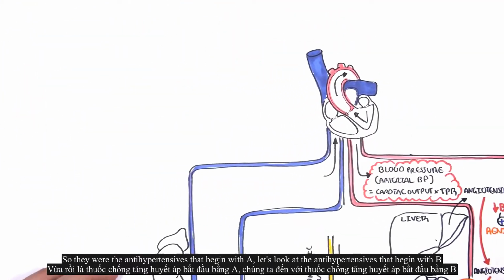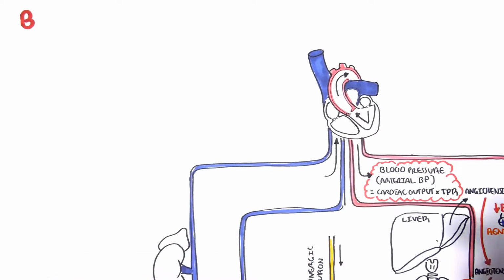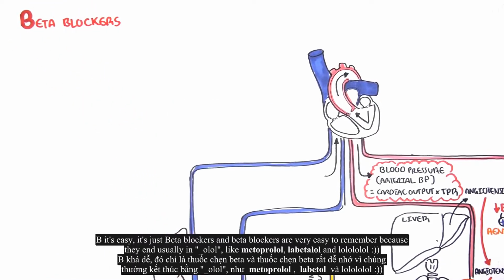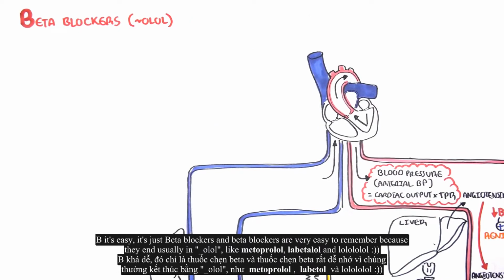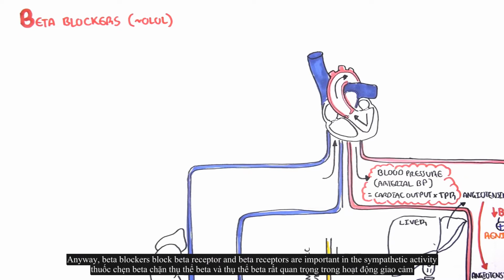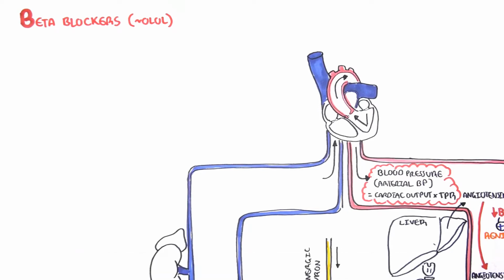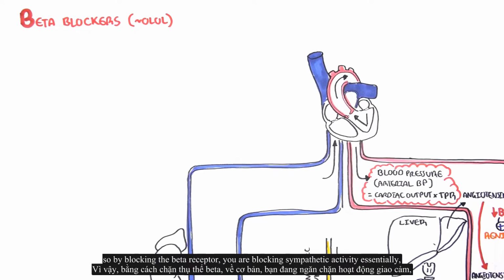Let's look at the antihypertensives that begin with B. B, it's easy, it's just beta blockers. And beta blockers are very easy to remember because they usually end in olol, like metoprolol and labetalol. Anyway, beta blockers block what are called beta receptors. And beta receptors are important in the sympathetic activity. So by blocking the beta receptors, you are essentially blocking sympathetic activity.